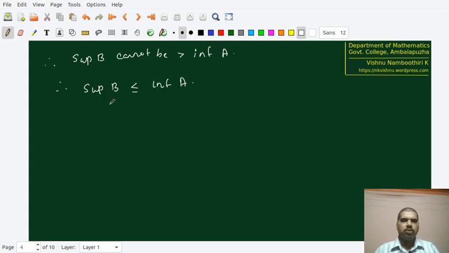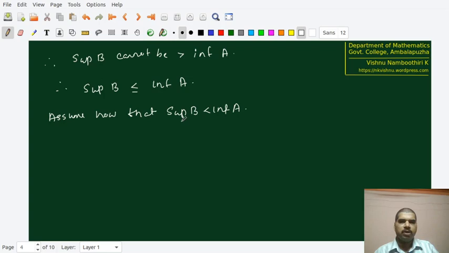Now we have to completely remove the possibility that supremum of B is less than infimum of A, so that the only possibility remaining will be supremum of B equal to infimum of A. So assume now that supremum of B is less than infimum of A. Now we use the same technique that we used in the previous step. Supremum of B, we called it S, this we called L. So S is less than L.